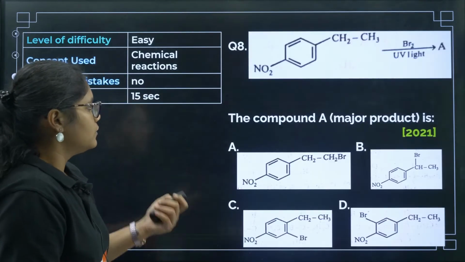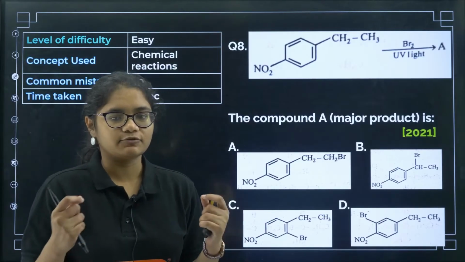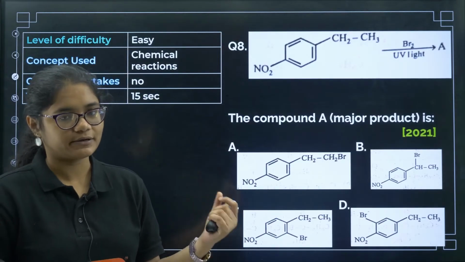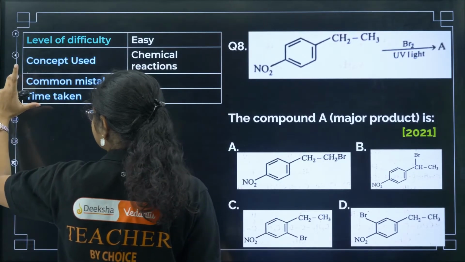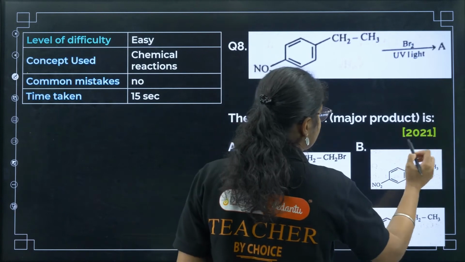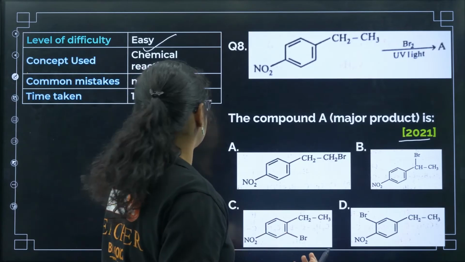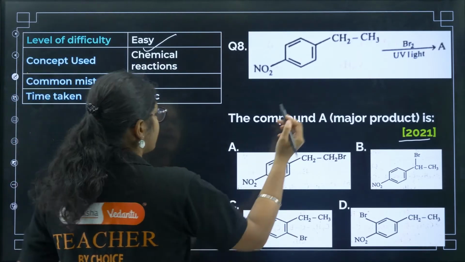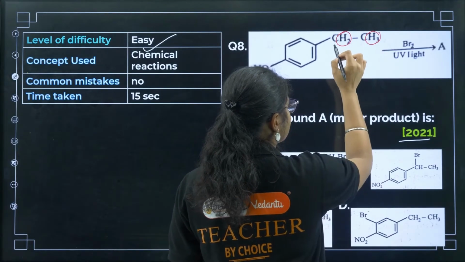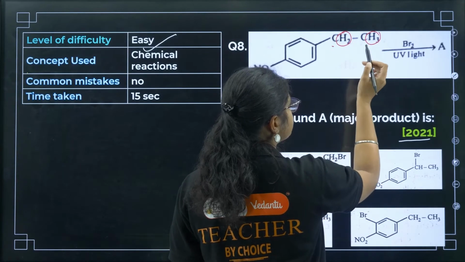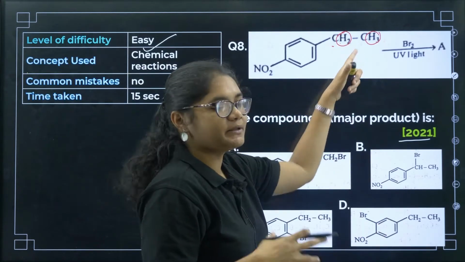Okay. Next question. Br2 with UV light. So this is following a free radical mechanism. So the most stable radical will give you the bromine, right? This question was asked in 2021. This is also a very easy question, you just need to be a little bit careful about the radical formation, right? So this H can be replaced or this H can also be replaced, right? If here we get a radical, that will be more stable because it is resonance stabilized. So this H will be replaced with bromine.